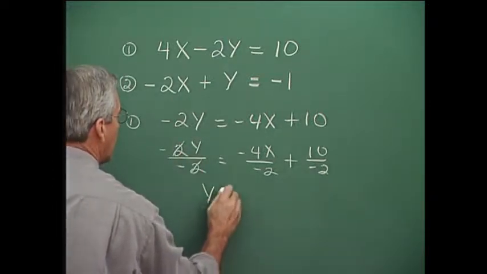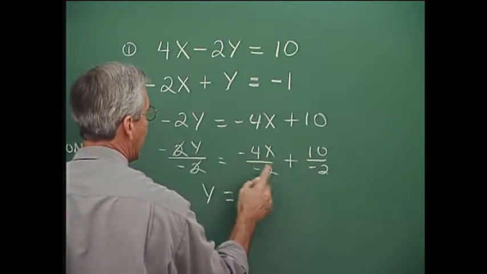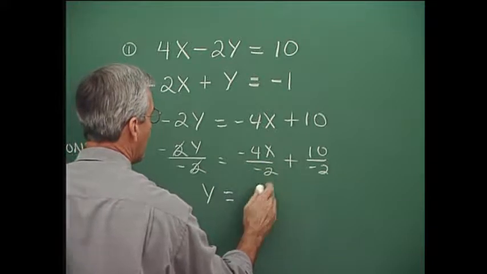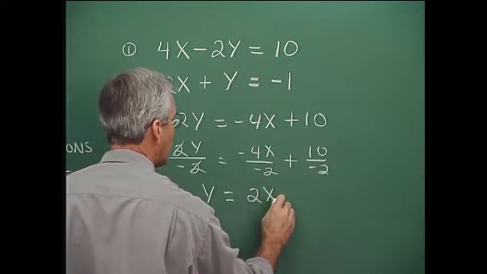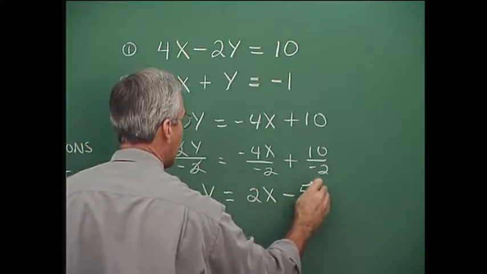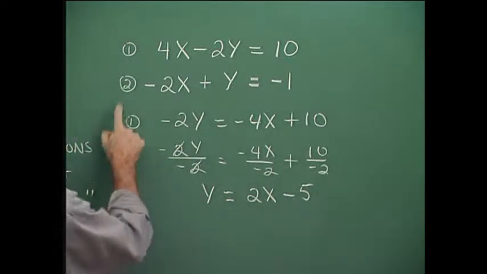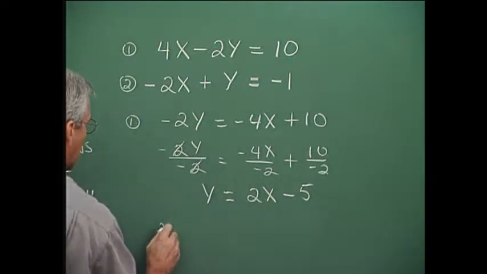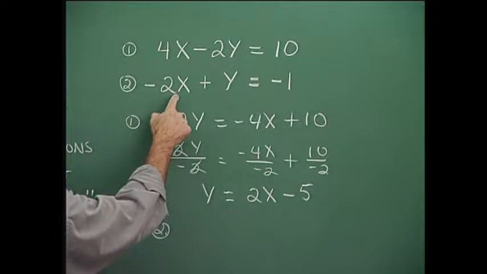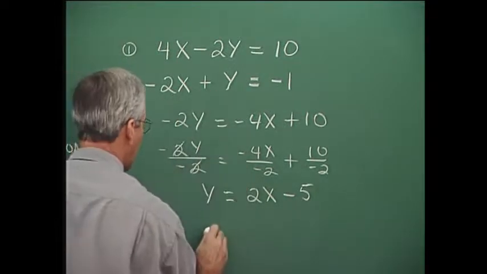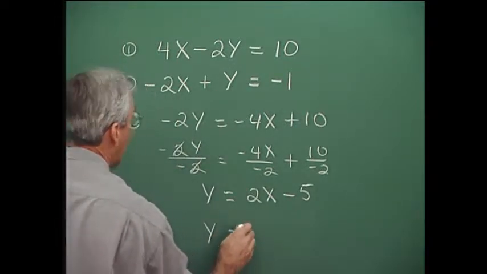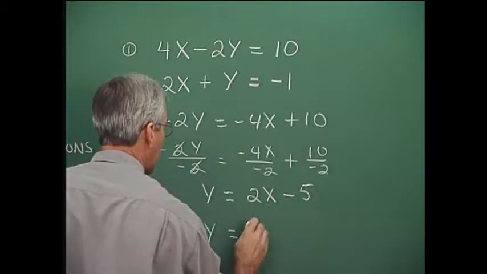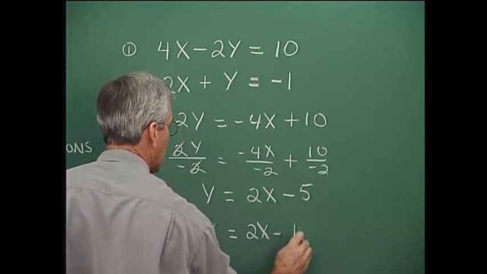And we find y equals, let's see, negative divided by negative is positive, 4 divided by 2 is 2. So this is 2x minus 5. For equation 2, well, that's pretty easy. For equation 2, we're adding 2x on both sides. So we get y equals, and then when I add 2x over here, I'll get 2x minus 1.